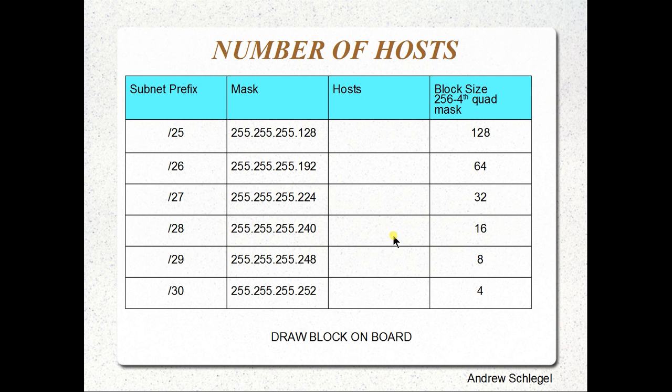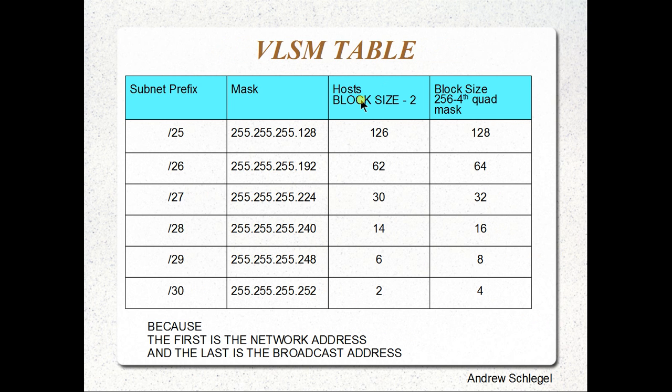Now we need to know the host, which is really how many IP addresses we get out of these. So it's simple. The first is the network address and the last is the broadcast address. Don't worry about it right now. We're going to do an example. So just know that the block size minus 2, what this means is this is the number of IP addresses you have available. In this /25 it is 126. In this /26 you have 62 IP addresses available. In this /27 you have 30.